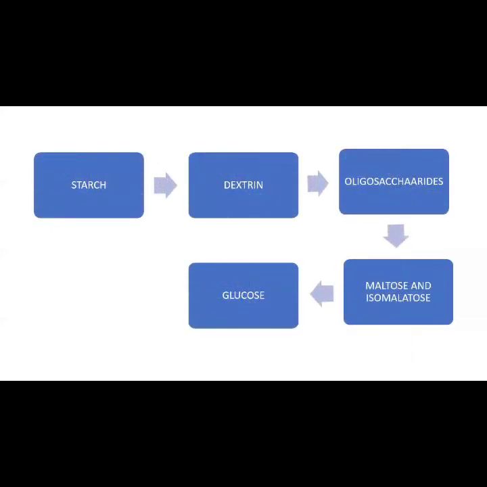So see here, the starch is converted into dextrin. Dextrin is a smaller form of starch, and the dextrin is hydrolyzed into oligosaccharide. Oligosaccharide is hydrolyzed into maltose and isomaltose. They are hydrolyzed to glucose.